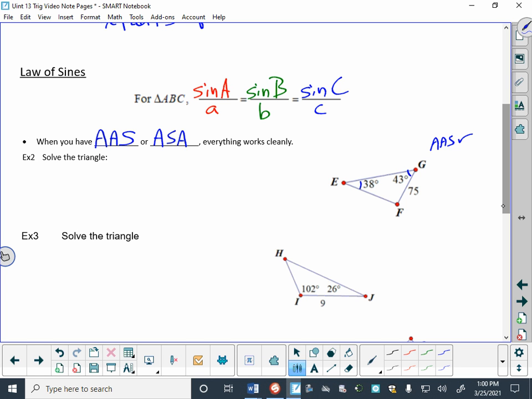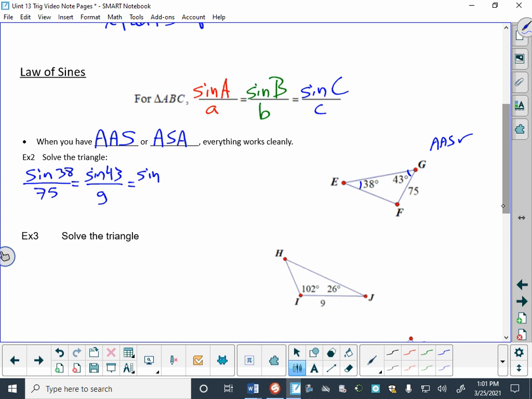I don't know anything about some of these, so I'm going to fill in everything that I know here. I'll start with E. I've got sine of 38 over 75, which should be the same thing as the sine of 43 over side G, which is not labeled, and sine of F, which I actually know, right? Part of solving the triangle is finding all of the missing pieces.